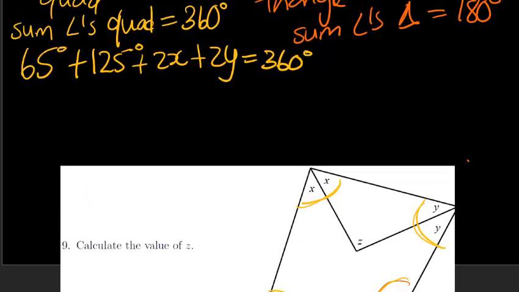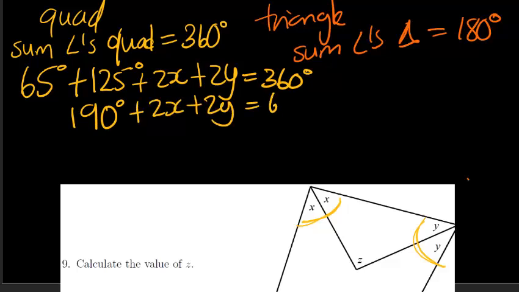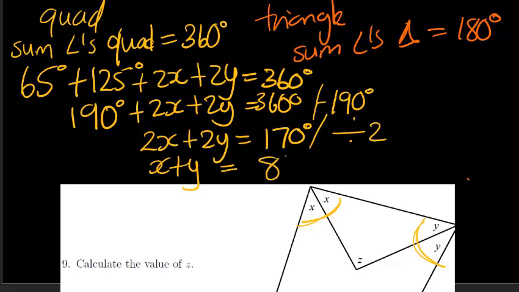So once I've got that, I'm going to simplify. 125 plus 65 is going to give me 190 plus 2x plus 2y equals 360. Now I'm going to say minus 190 on both sides. So 2x plus 2y is equal to 360 minus 190, 170 degrees. Divide both sides by 2. So x plus y is equal to 85 degrees. This is the first step that I need you to understand.